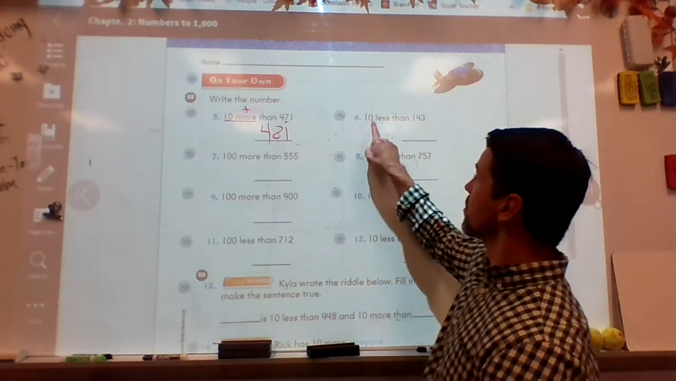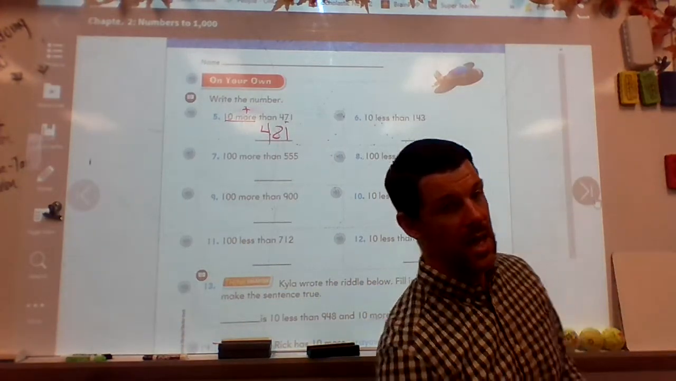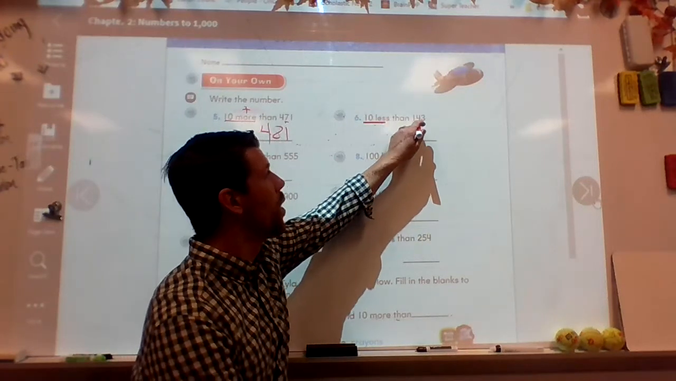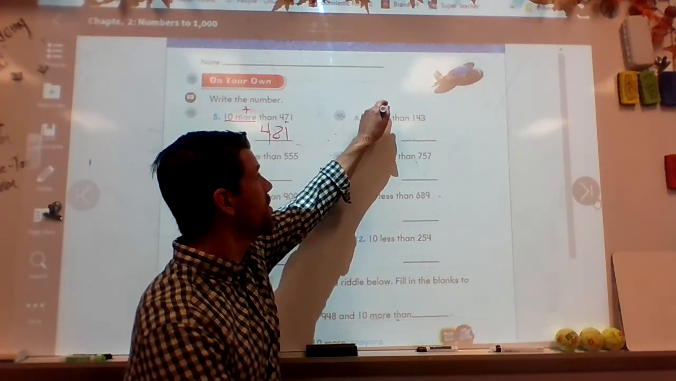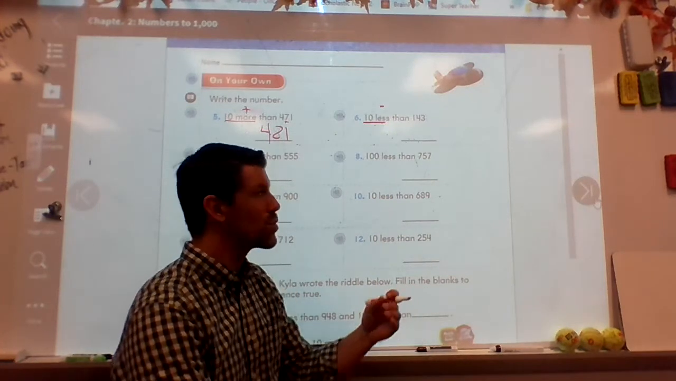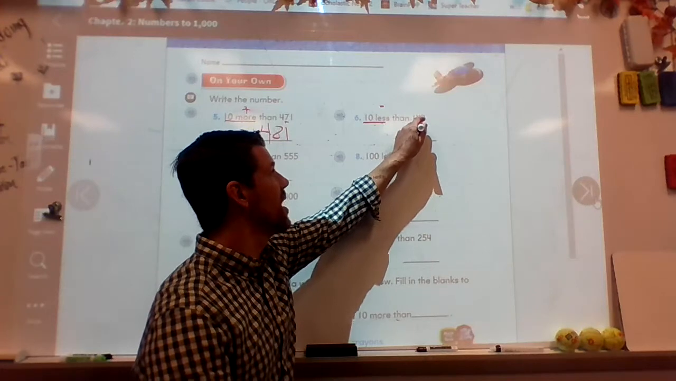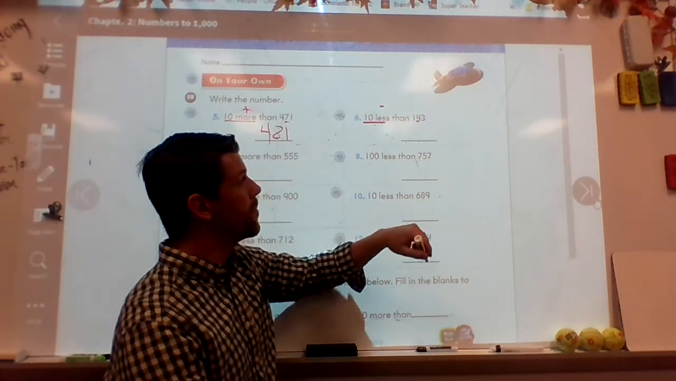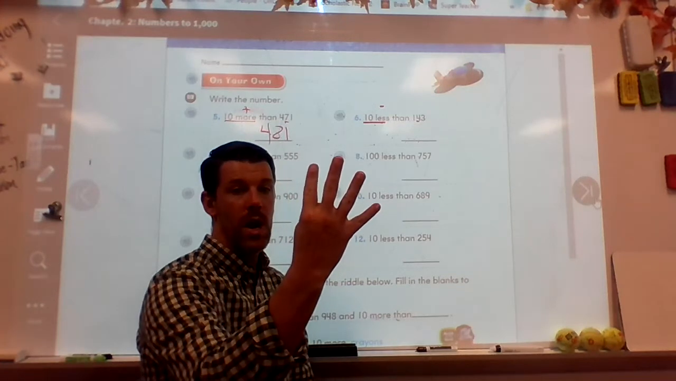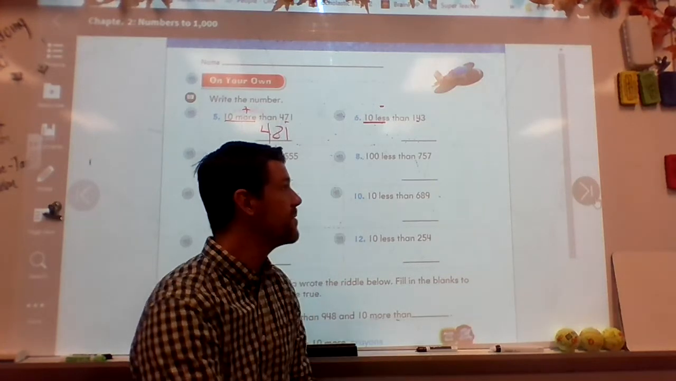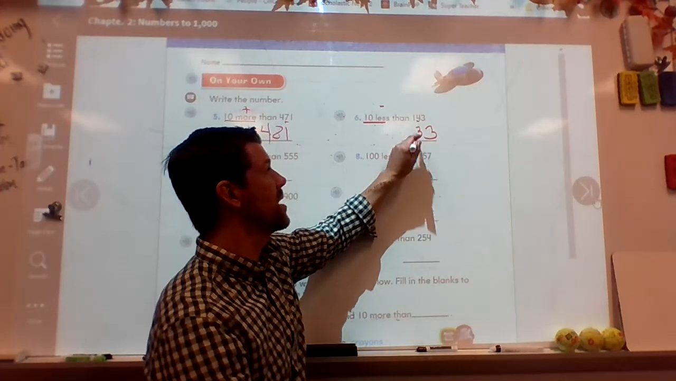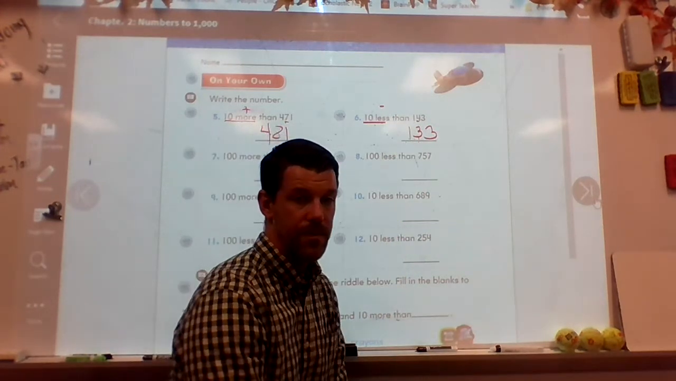So let's look at number 6 right here. I'm going to slide over this way. It says 10 less than 143. So I'm going to put my subtraction sign up above it because I know less is subtract. And then I'm going to underline the tens place. Now, I have to take away 1. So I have 4. I took away 1. I got 3 left over. So I have 3 ones, 3 tens, and 100.